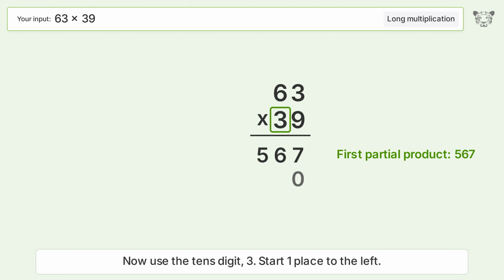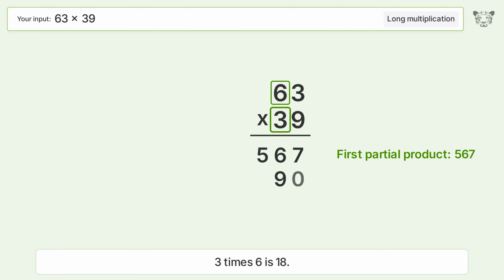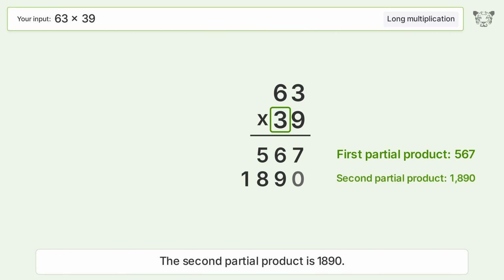Now use the tens digit, 3. Start one place to the left. 3 times 3 is 9. 3 times 6 is 18. The second partial product is 1890.